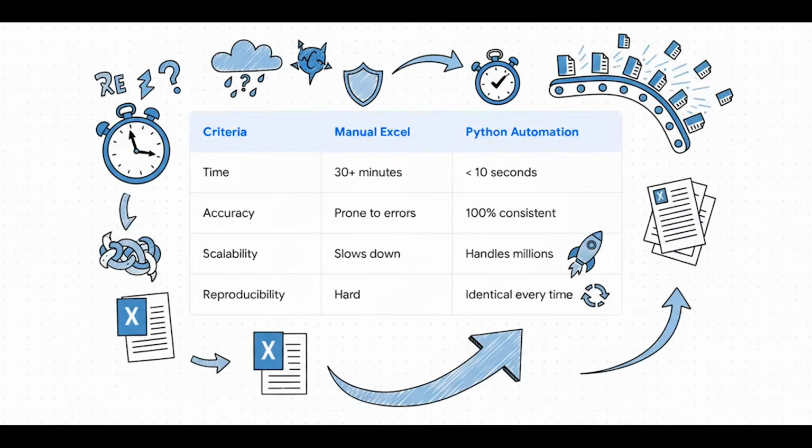As you can see in the table, the benefits are clear. Manual method: 30 minutes, error-prone. Python method: 10 seconds, perfect every time. Scale to thousands of rows effortlessly.